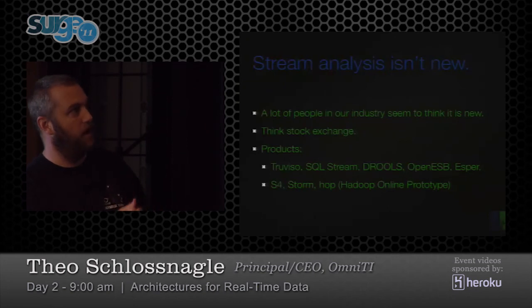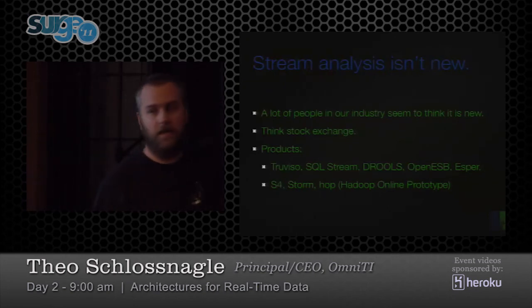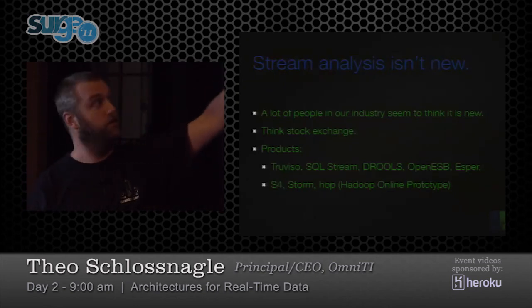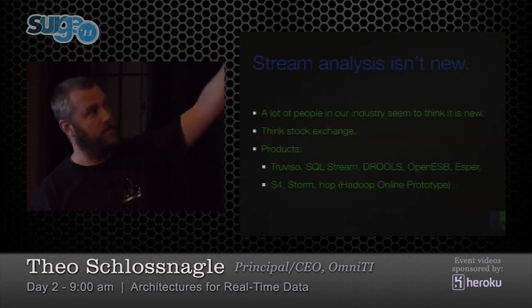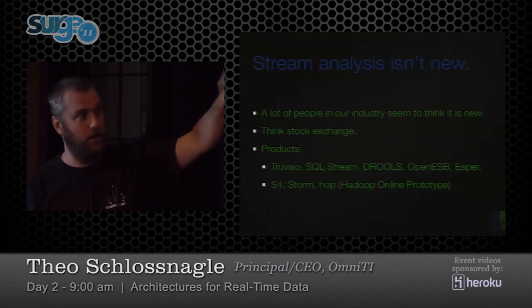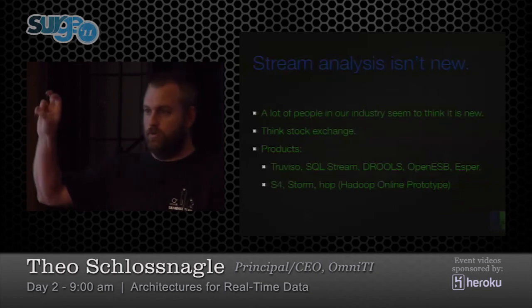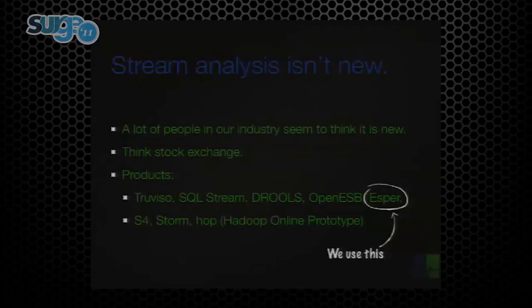So there are some products, which I will classify into the legacy category. Some of them are very new, too. SQLstream's pretty new. Drools, OpenESB, Esper. And then there's some new solutions which are more distributed in the map and reduce model, like S4 and Storm. S4 is from Yahoo, Storm's from Twitter, and HOP is an implementation of an academic paper. It's called the Hadoop Online Prototype. We use this.